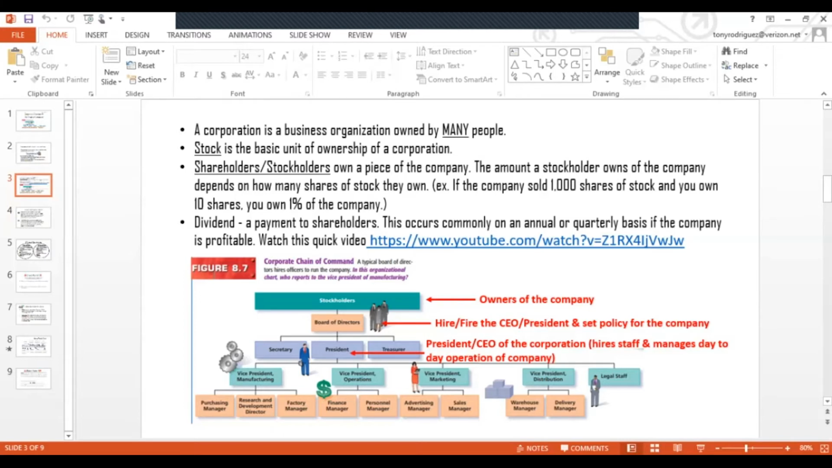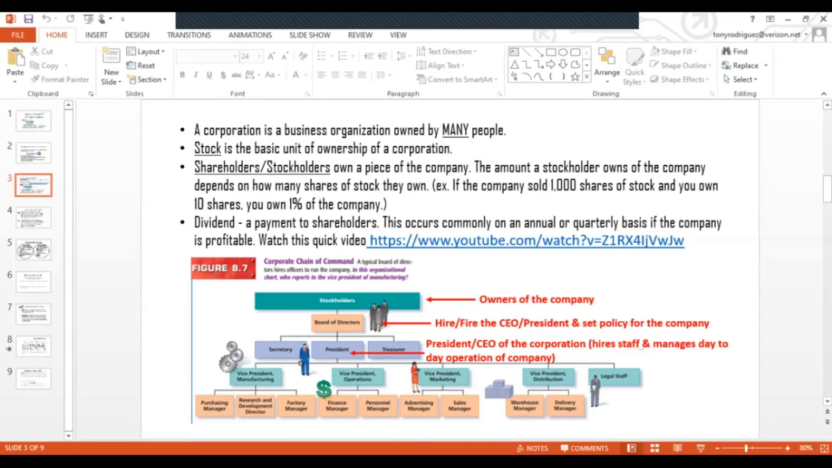It's kind of like ownership in a football team. The Tampa Bay Buccaneers, you've got the Glazers, and they do the hiring and the firing of the coach. And I see the coach as being the president or the CEO of the company. They're the ones that do the day-to-day managing or operations of the company.